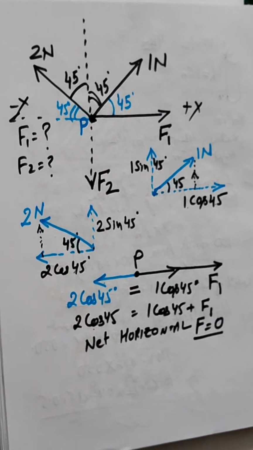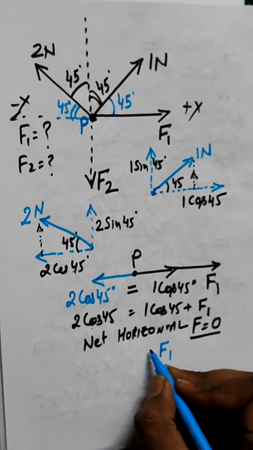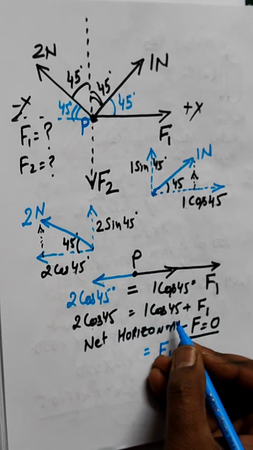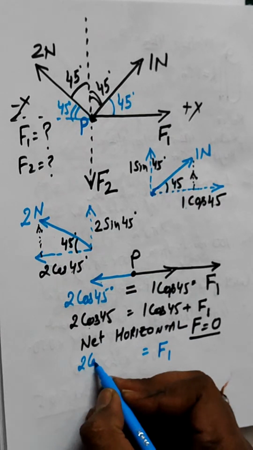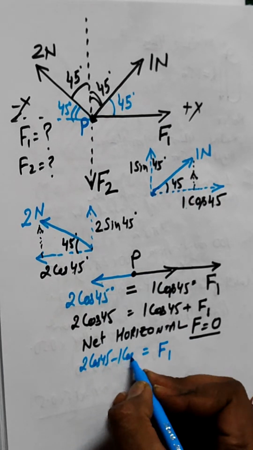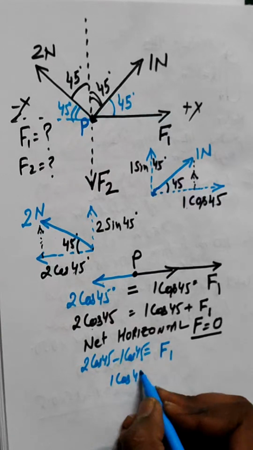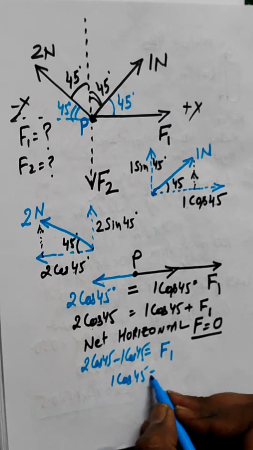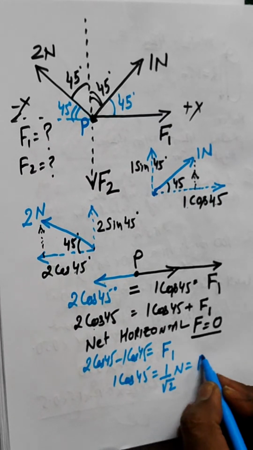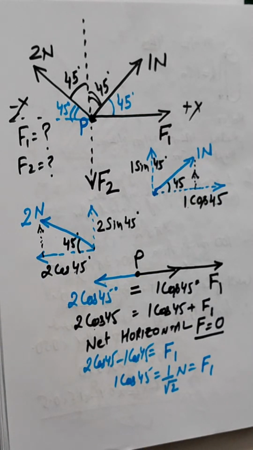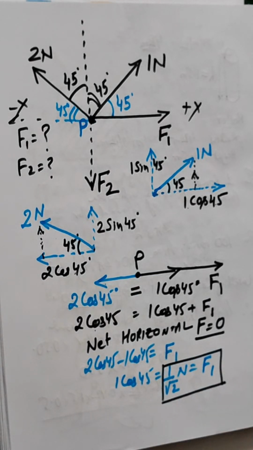So thereafter this equation will come. From here we will get F1, leaving it on the RHS. It will be 2 cos 45 minus 1 cos 45. So it will be equal to 1 cos 45. So this will be equal to cos 45, 1 by root 2. So 1 by root 2 Newton is the value of F1 we have calculated. This is our answer, 1 by root 2 Newton. This is the value of F1.